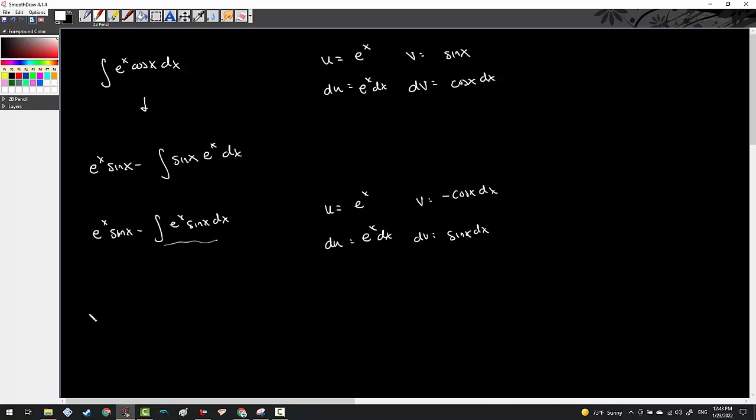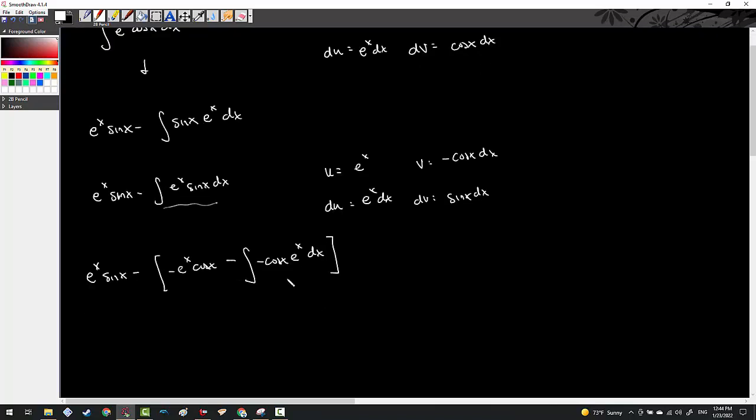So again, we'll just go e to the x sine x minus one big hunkin' bracket here. So uv, so negative e to the x cos x. I just flipped the negative on the outside of the e, minus the integral of v, so negative cos x, du is going to be e to the x dx.